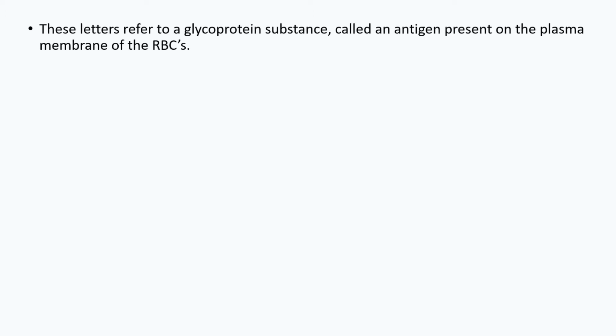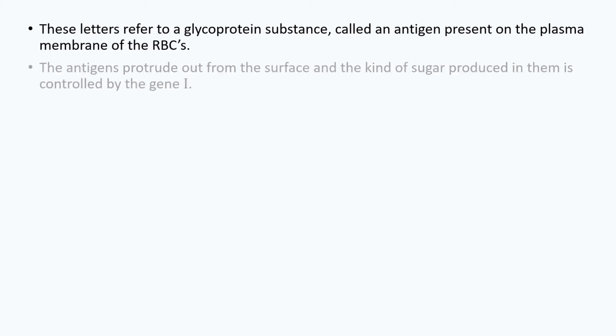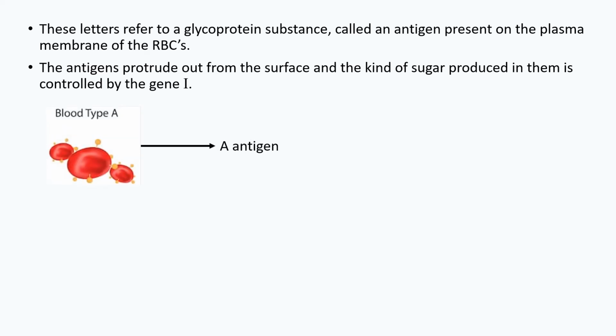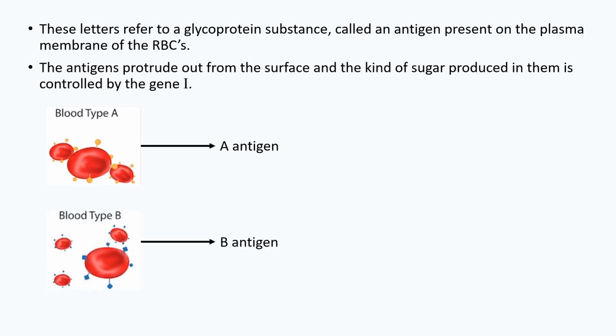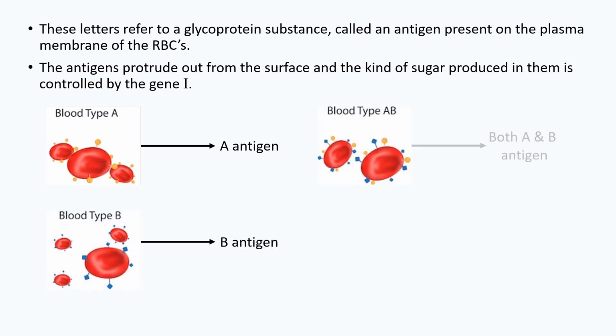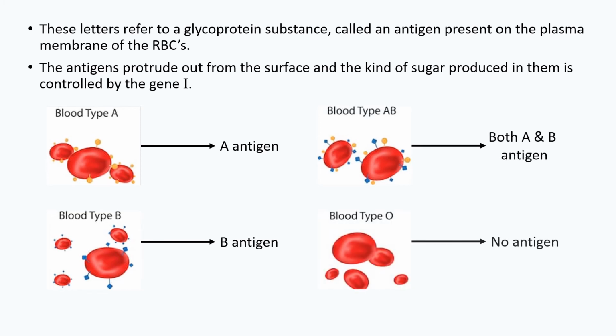These letters refer to a glycoprotein substance called an antigen, and these are present on the plasma membrane of the RBCs. These antigens protrude out from the surface, and the kind of sugar produced in them is controlled by the gene, I. People with blood group A produce A antigen. Those with blood group B produce B antigen. Those with blood group AB produce both A and B antigens, and those with blood group O produce no antigen.